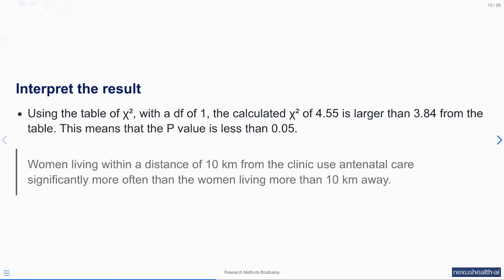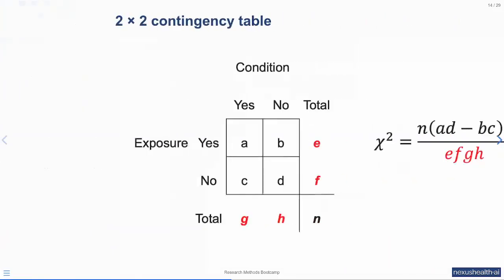So it means the probability of observing this particular data, if the null value were true, is probably not happenstance or not by chance. And so that's why we're able to say the p-value is less than 0.05.